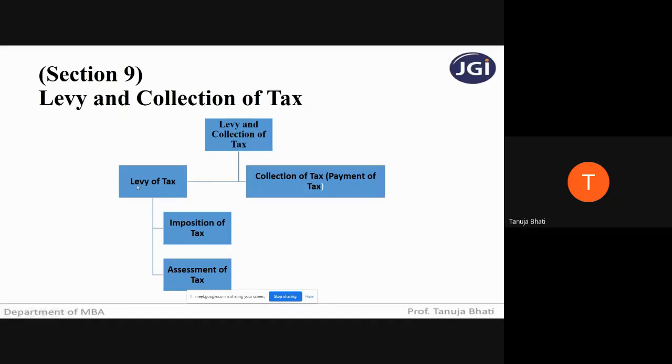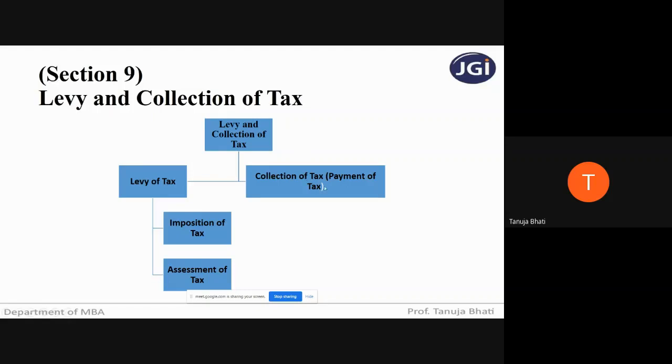So understand students, levy of tax is nothing but imposition of tax and assessment of tax, which go hand in hand. The moment you are going to charge the tax, the moment you are going to impose the tax, that is the time where you are going to even assess the tax. Assess means calculating the actual amount of tax to be collected from the recipient or the purchaser.